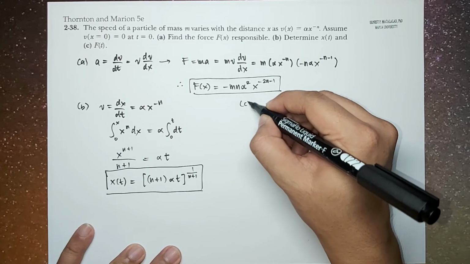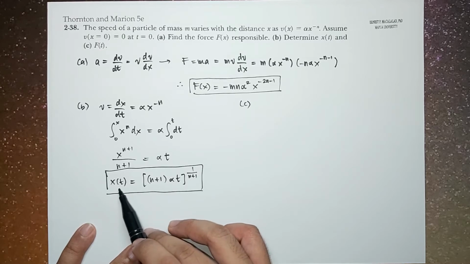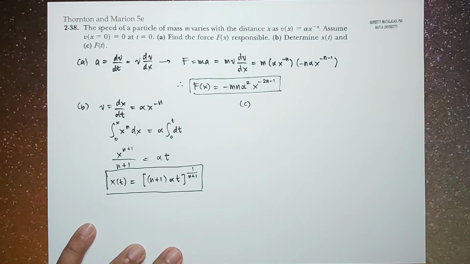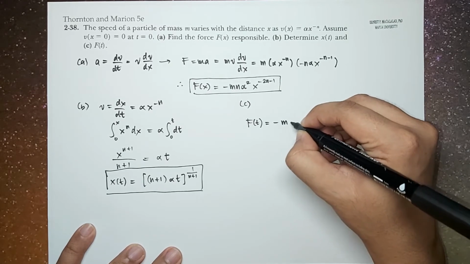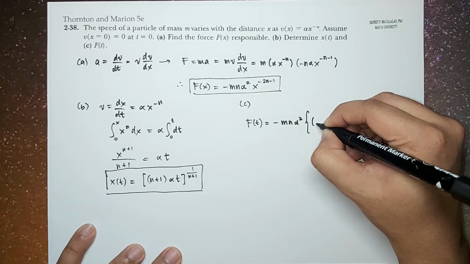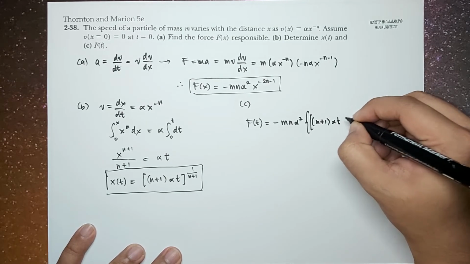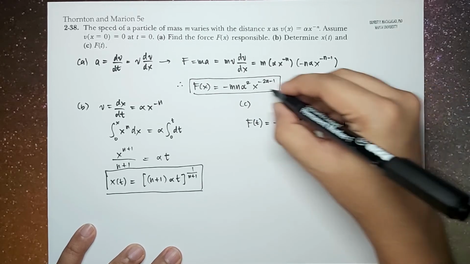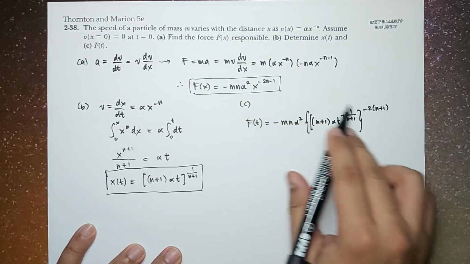So therefore, letter C, the force as a function of time: you just have to substitute this expression into this equation here. So F as a function of time will be equal to negative m n alpha squared times n plus 1 alpha t to the 1 over n plus 1, to the negative 2 times n plus 1. Okay, you can see what I did there.